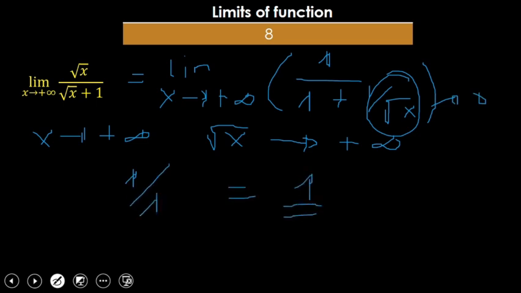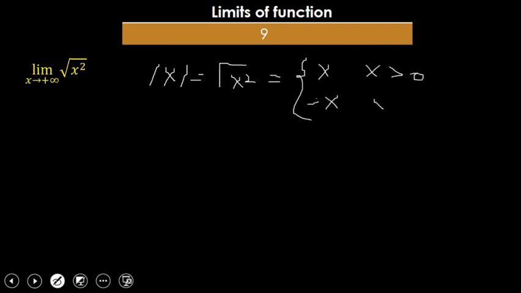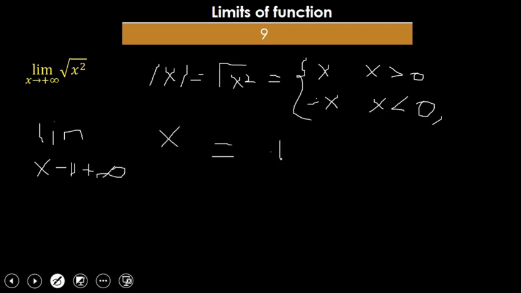Moving to the next question, you have the limit as x tends to plus infinity of the square root of x square. We know that the square root of x square is the same as the magnitude of x. That is equal to x when x is greater than 0 and minus x when x is less than 0. Here x tends to plus infinity, therefore x is greater than 0. Therefore the answer will be the limit as x tends to plus infinity of x, that is equal to plus infinity.